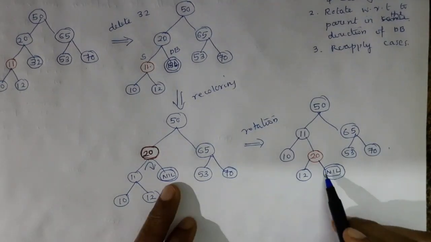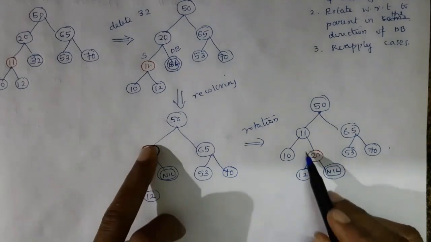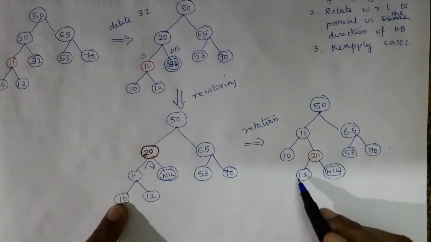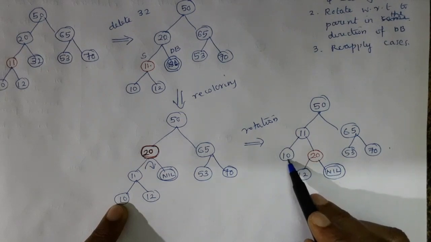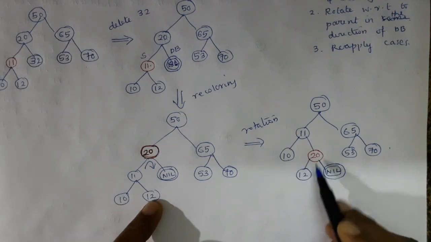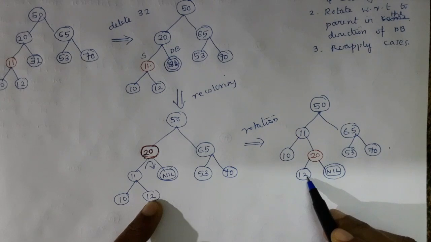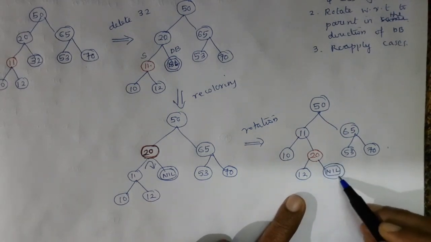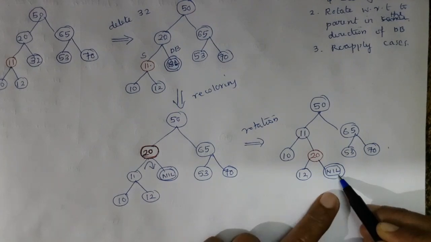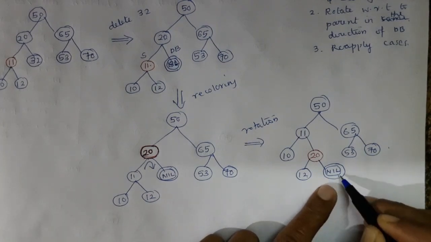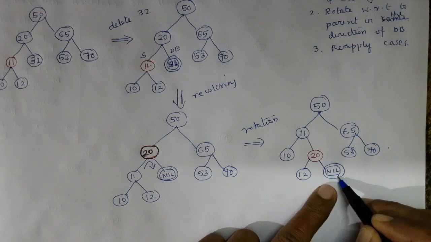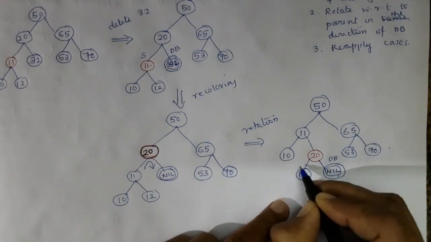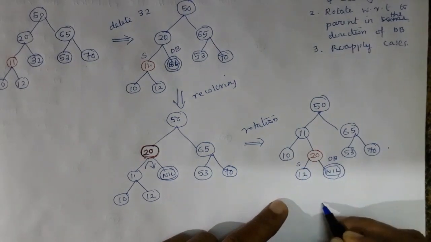so to perform rotation we pull from here, 11 goes up, 20 goes down, and the left child of 11 is 10, it is as it is, but the right child of 11 becomes the left child of 20, and the right child of 20 is the double black node. Now it goes to any other cases. So in this case, the nil node is double black, its sibling S is black and both its children are black.